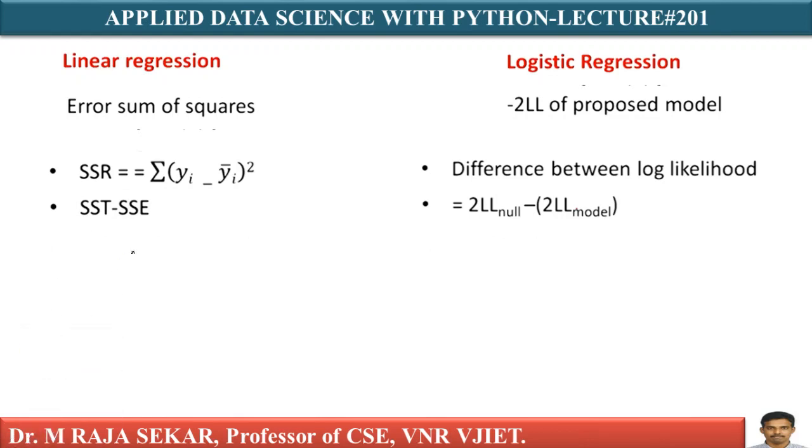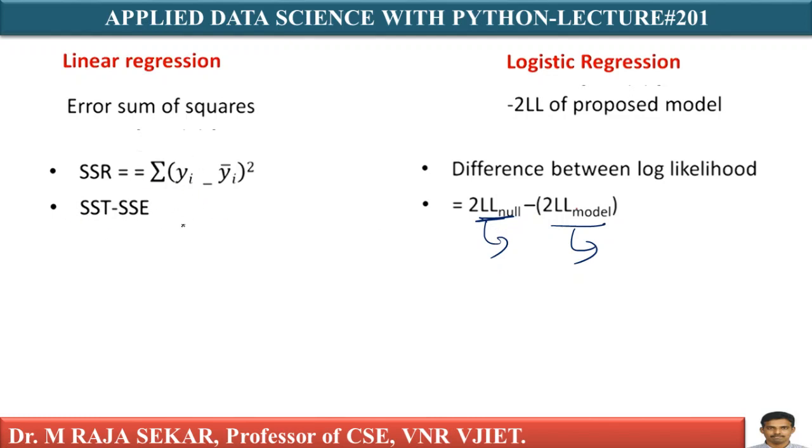SSR is this one. In logistic regression, it is the difference between the log likelihood of the null model, the model before introducing the independent variable, and the log likelihood of the model after introducing the independent variable. This is SSR, which we already discussed.